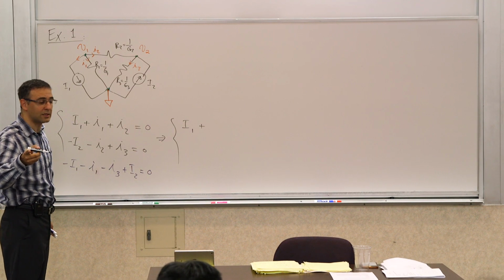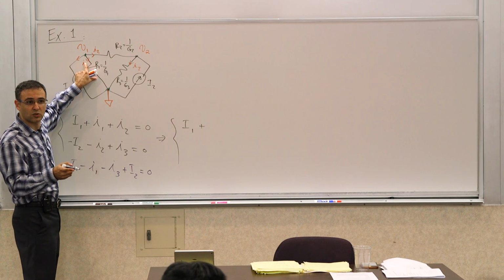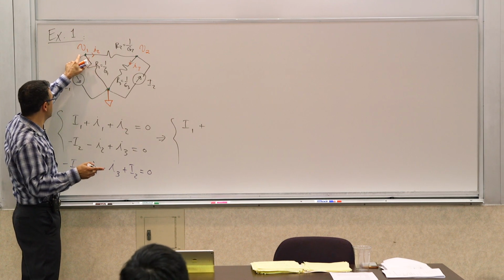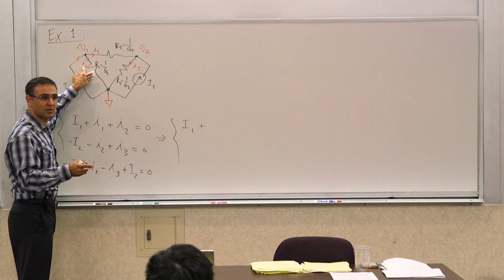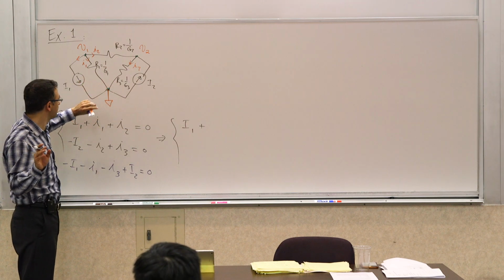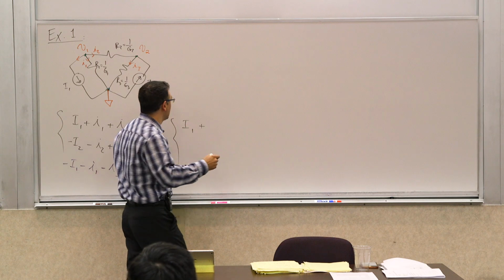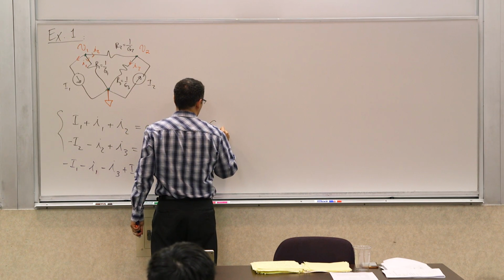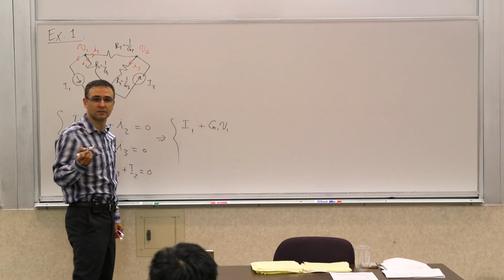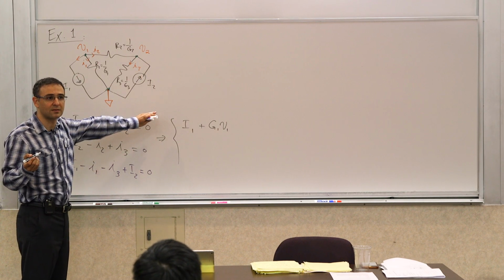G1, V1. Yes, he said G1. Or V1 divided by R1, right? It's Ohm's law. This voltage divided by this resistance gives you this current. We're assuming linear resistances, linear everything for now. A better, shorter form of that is basically G1 V1. Correct? That's I1. Is everyone comfortable with this?